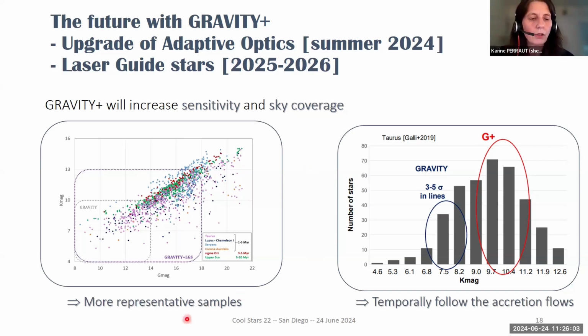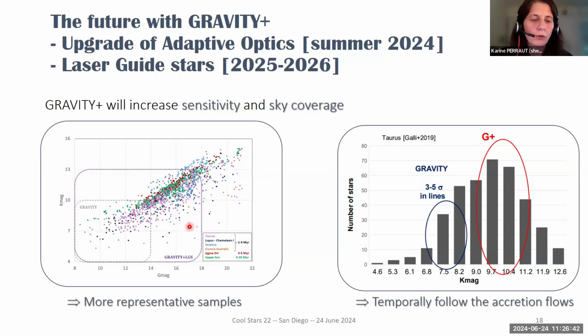So you can see on the left in the color diagram, in the gray zone are the targets that are reachable today with GRAVITY, and in the purple one is the sample that will be accessible with GRAVITY+ once the laser guide stars will be installed. And you can see that we will be able to access different star forming regions with different ages. And this is important to study the disk evolution over key timescales for planet formation.